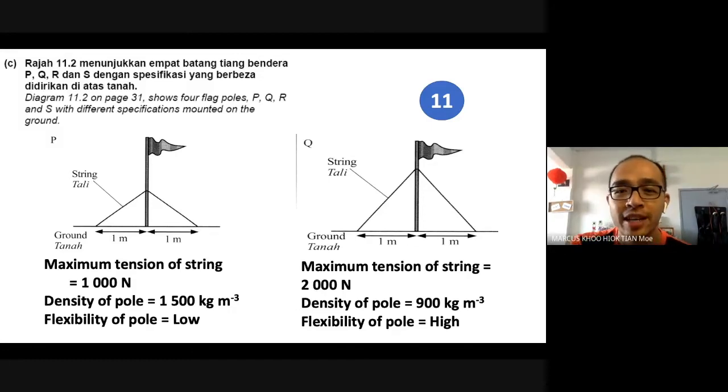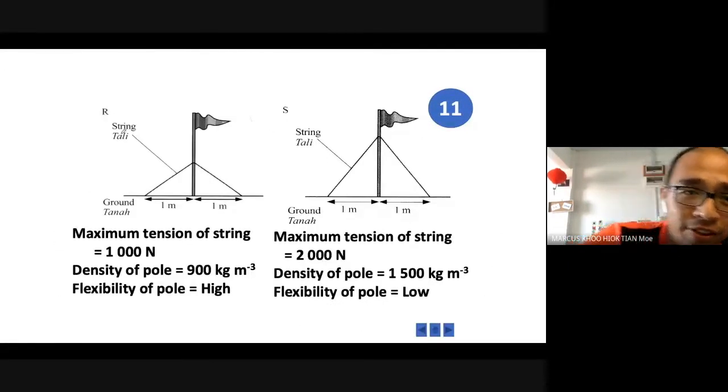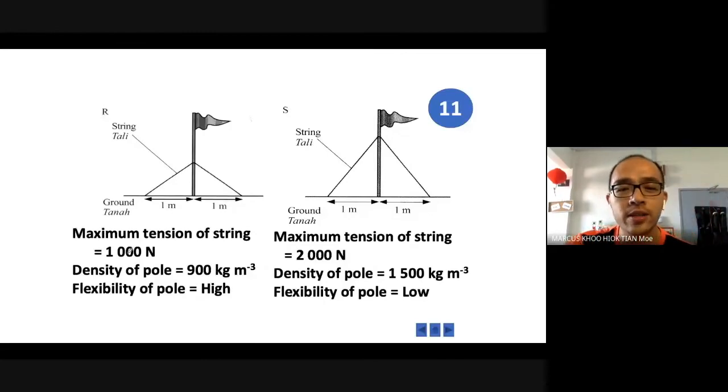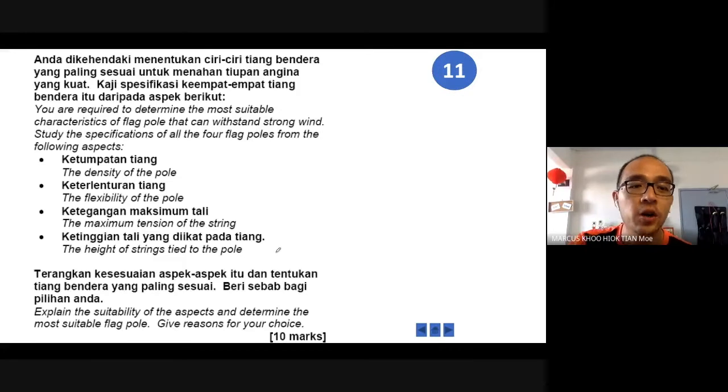Anyway, you have to think about this. I think there are two other types. So this one has tension 1000. You must make a choice here. Let's talk about the density, the flexibility, the maximum tension, and the height of the strings.